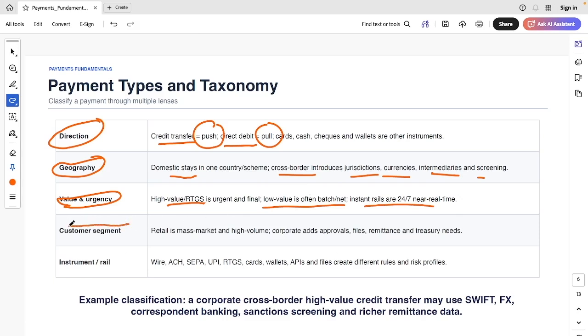The fourth category is the customer segment. Retail payments are high volume and customer driven. Corporate payments often involve approvals, fees, files, remittance information, and treasury needs. So, in a real banking project, taxonomy is not theory; it decides the validation rules, routing, cutoff, message format, fees, risk, and test cases.